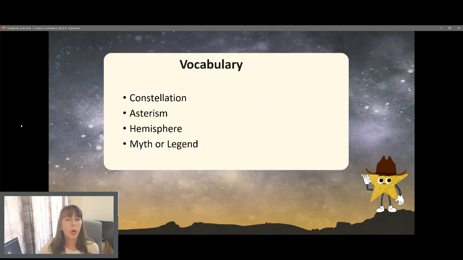Here are some vocabulary words to look for today in the lesson. You're going to see the word constellation. You're going to see asterism. You're going to see hemisphere and myth and legend. The words myth and legend should stand out to you because you've worked on those in your OLS.